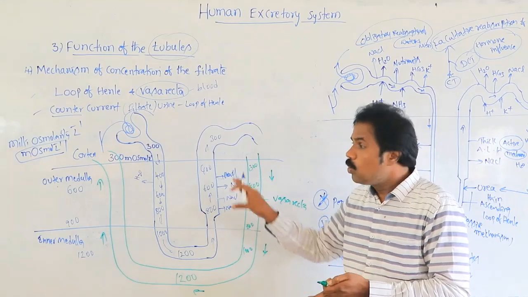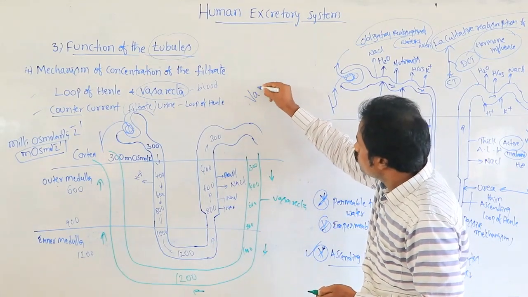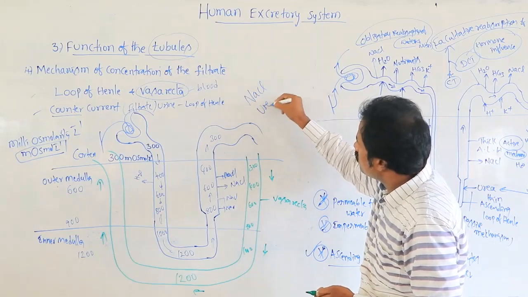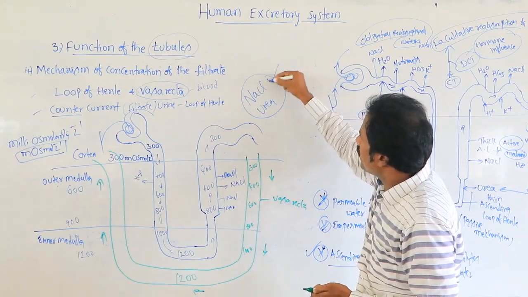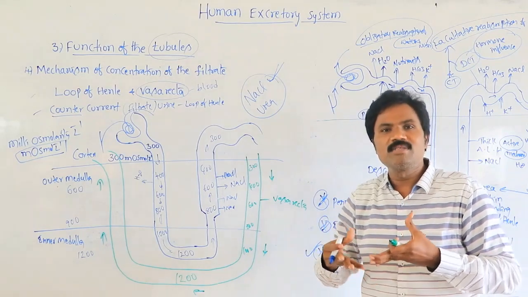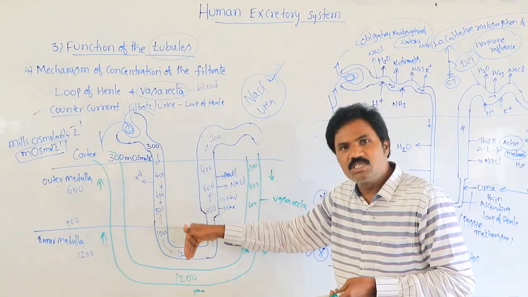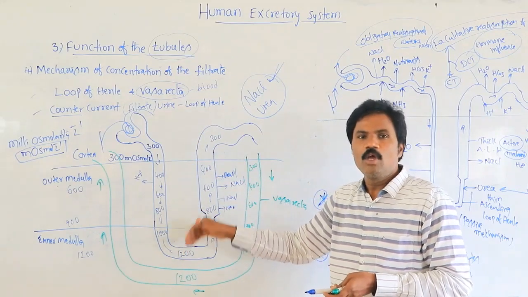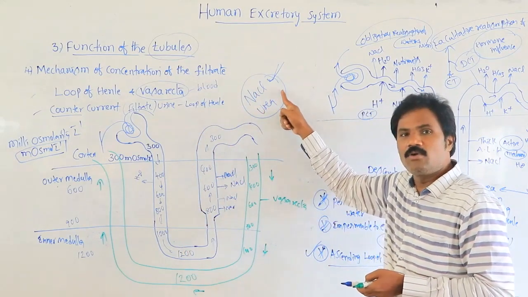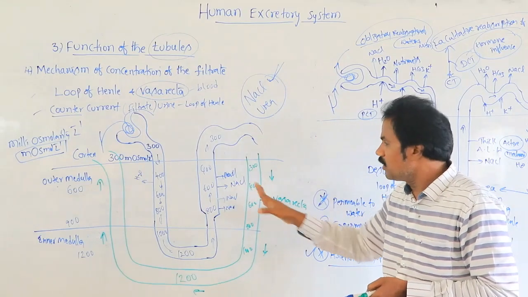Why? Because the major role in increasing the concentration is played by sodium chloride as well as urea. These two act as a crucial factor to increase the osmolarity, the concentration of the medullary interstitium in the kidney. What is the substance that acts as the chief role to increase the concentration? Sodium chloride as well as urea.